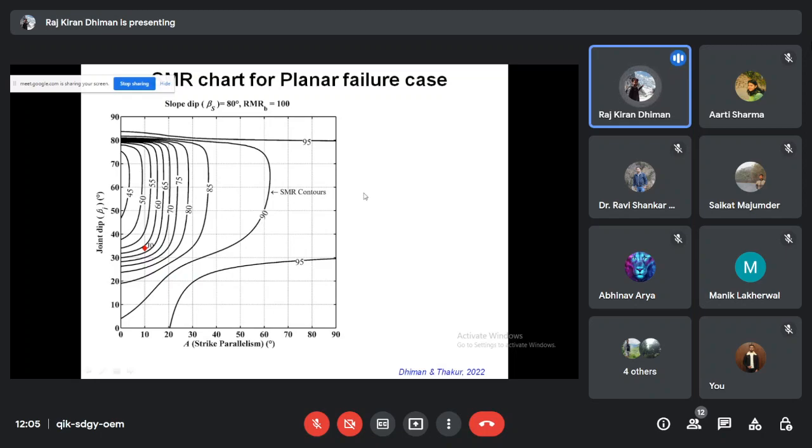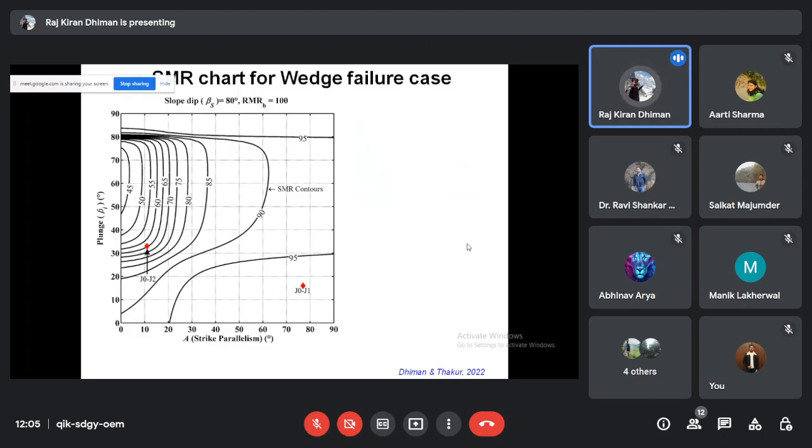We already know. So for the planar failure case, I have plotted the J node data. The J node is lying between 60 to 70, or 60 to 65. So I immediately get an idea of the class here. If it is lying between 60 and 70, it suggests SMR class 2, as per Romana's table, which I will show you later.